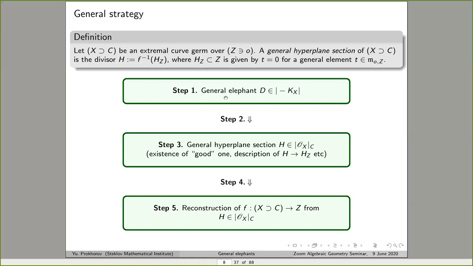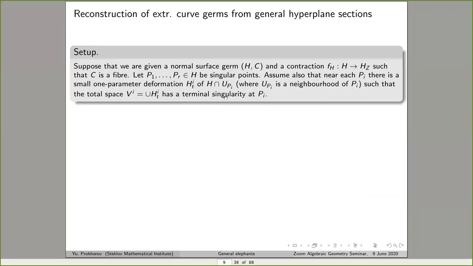How can we at least try to classify the extremal curve germs? Okay, the last step is as follows. How to reconstruct? This is doable, at least in the case where a general member is normal. This is not always the case, but suppose we have a normal surface H, which is a hyperplane section of our X. And of course, it comes with a contraction to the base, so that H is a fiber.